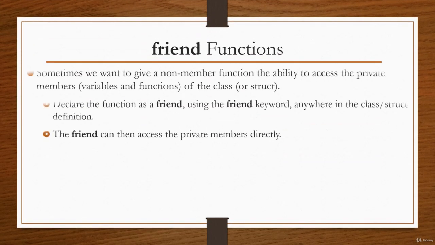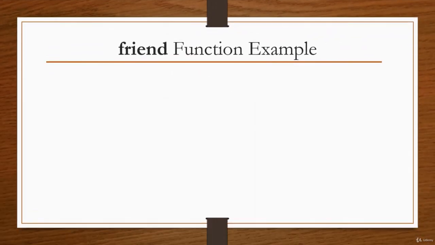Sometimes we want to give a non-member function the ability to access the private members, so the variables and the functions of the class or the struct, and in that case we can declare the function as a friend using the friend keyword. You can do that anywhere in the class or struct definition, and that friend can then access the private members directly. Here's a friend function example.